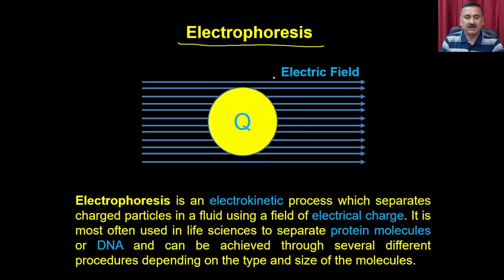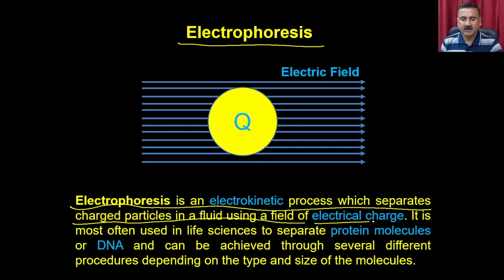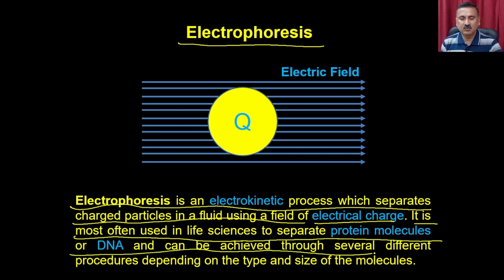Electrophoresis is where you run a charged particle in an electric field. You can imagine that if you have a charged particle with Q, this process is called electrophoresis. Electrophoresis is an electrokinetic process which separates charged particles in a fluid using an electric field. It is most often used in life science to separate protein molecules or DNA molecules, and can be achieved through several different procedures depending upon the type and size of the molecule.